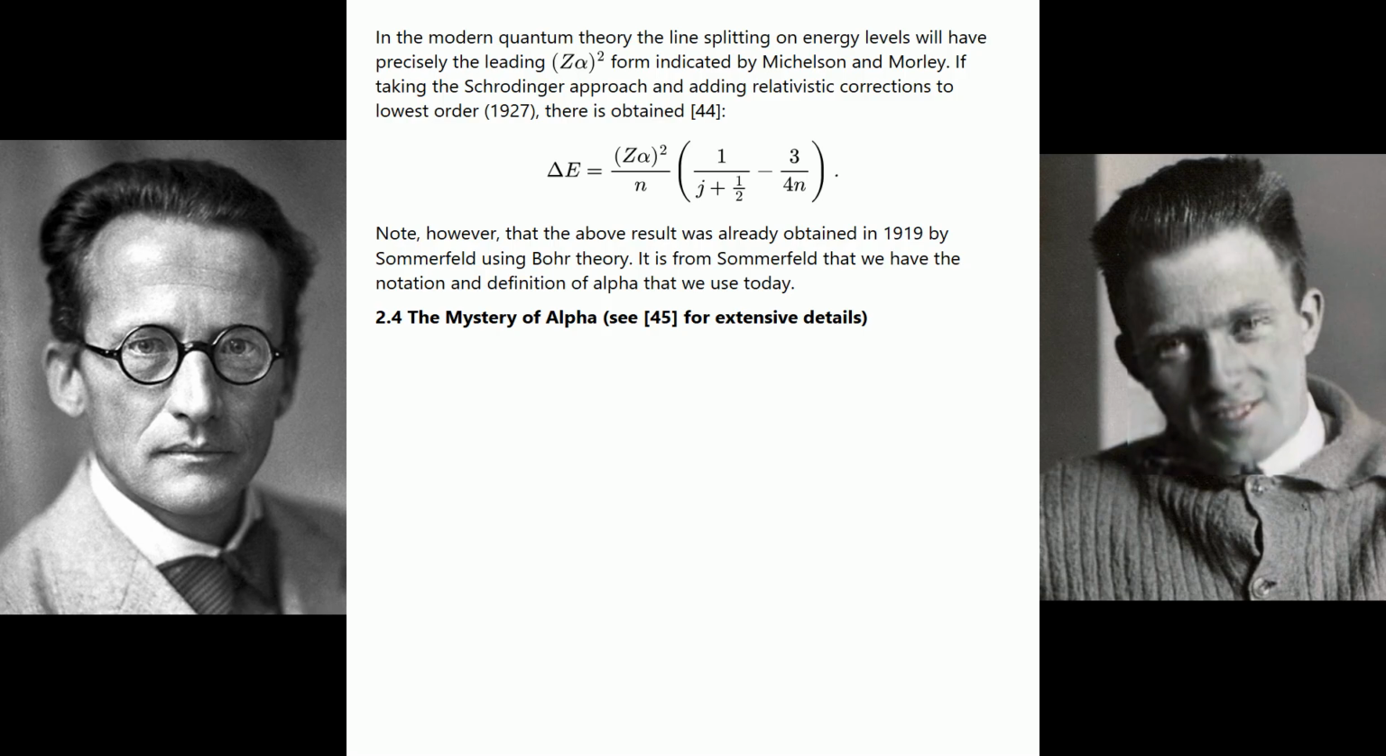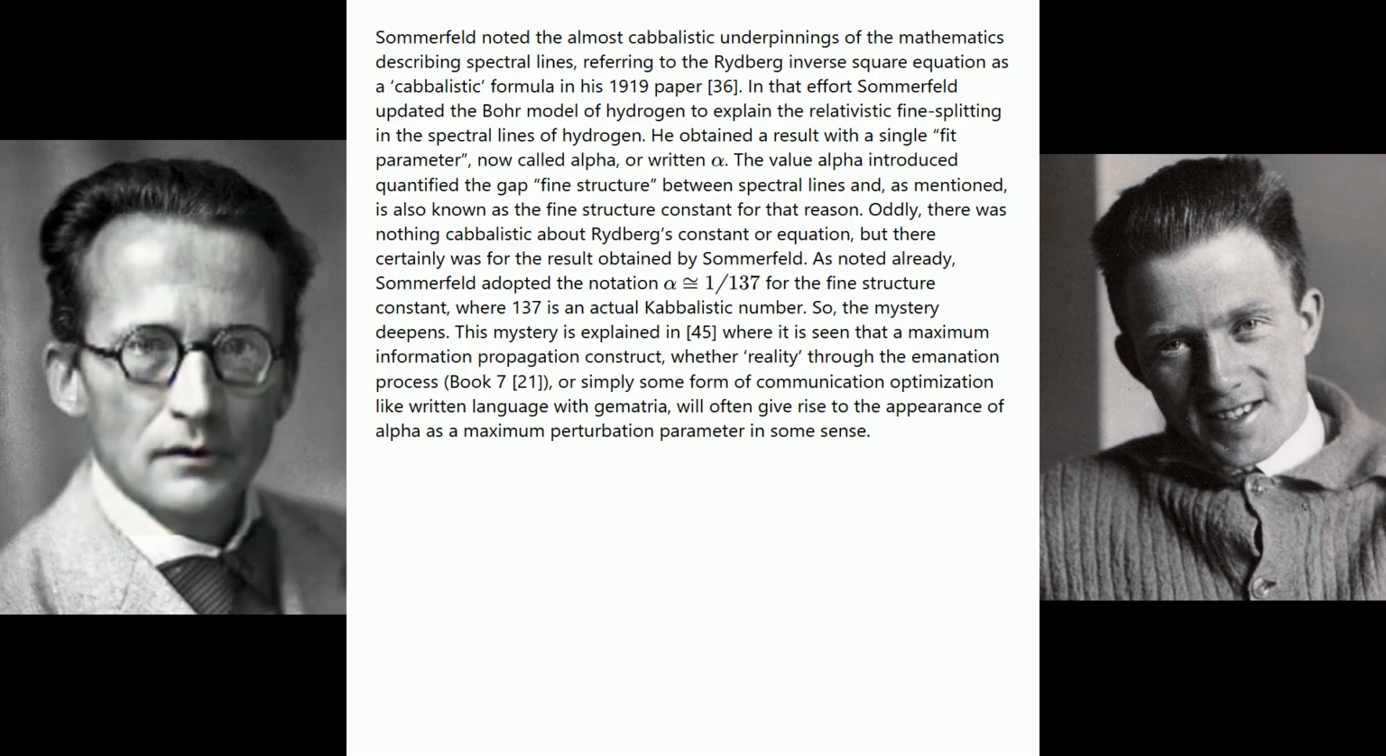2.4 The mystery of alpha, see for extensive details. Sommerfeld noted the almost Kabbalistic underpinnings of the mathematics describing spectral lines, referring to the Rydberg inverse square equation as a Kabbalistic formula in his 1919 paper. In that effort, Sommerfeld updated the Bohr model of hydrogen to explain the relativistic fine splitting in the spectral lines of hydrogen. He obtained a result with a single fit parameter, now called alpha. The value alpha introduced quantified the fine structure gap between spectral lines and, as mentioned, is also known as the fine structure constant for that reason.